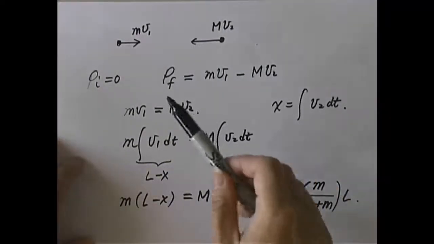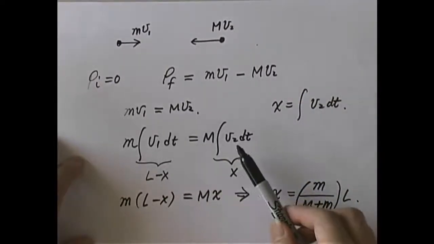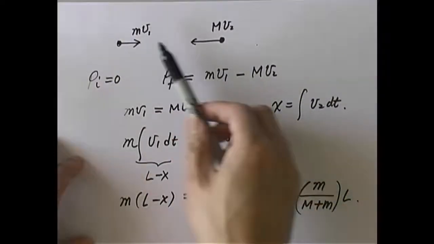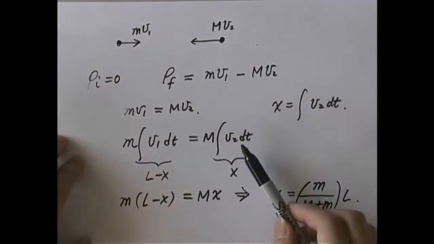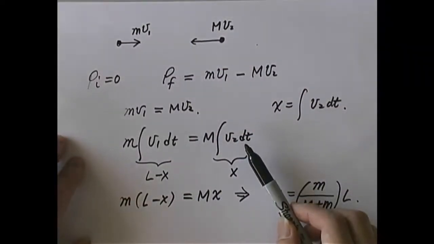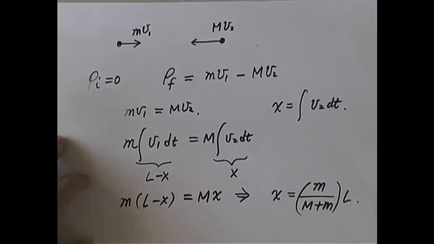What we did here was we started with conservation of linear momentum, so we related the two velocities, v1 of the person going forward and v2 of the car retreating. And then we realized it's not the velocity we're looking for directly, we're looking for the distance covered. So we have to integrate over time, and this is x, this is L minus x. We get the same result.